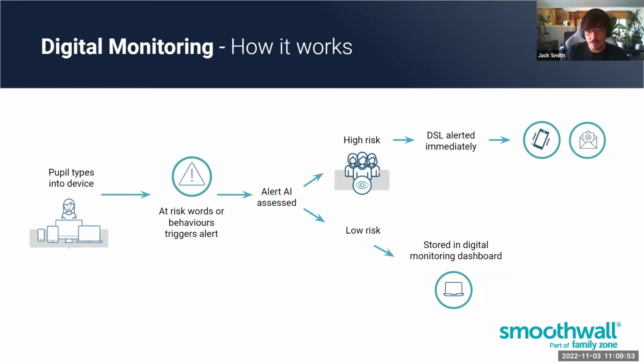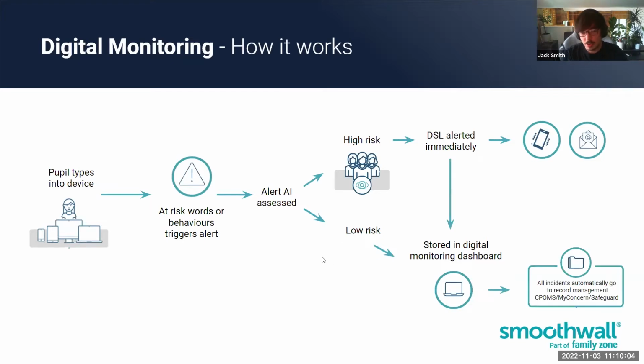If the team of humans assess it as low risk, or if the AI assesses it as low risk, it's going to go into your monitoring dashboard. And as you can see from the final point, if we can have that last click, please, Sean, it will also get logged into your linked record keeping system: CPOMS, MyConcern, or Safeguard, whatever you've stored.